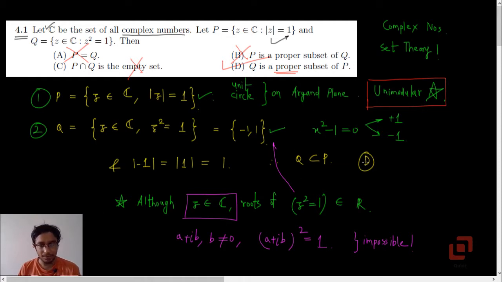Now let me just remind you that we have two symbols. When we say that A is a subset of B, we just say this. But when we want to say that it is a proper subset, then we say A is a proper subset of B. So we don't draw that horizontal line which we draw here. Yes, so that is 4.1. Let's go to 4.2.